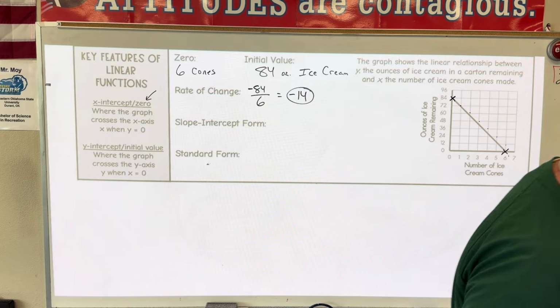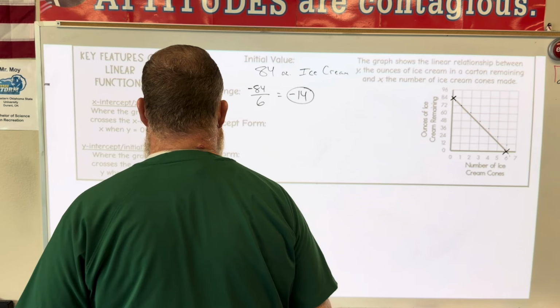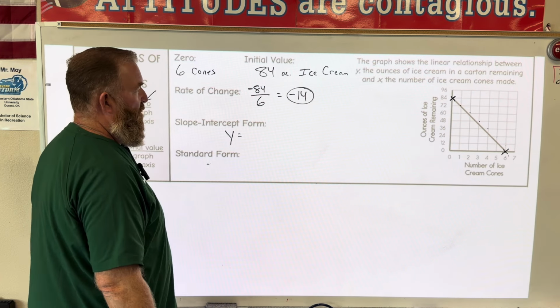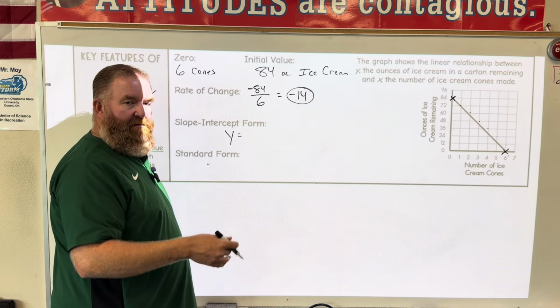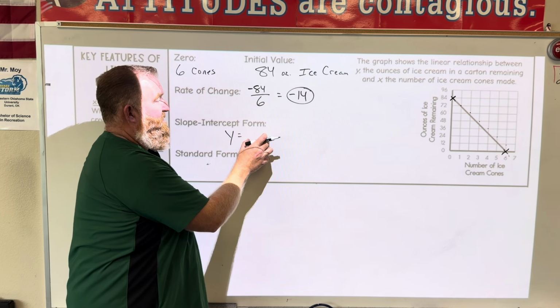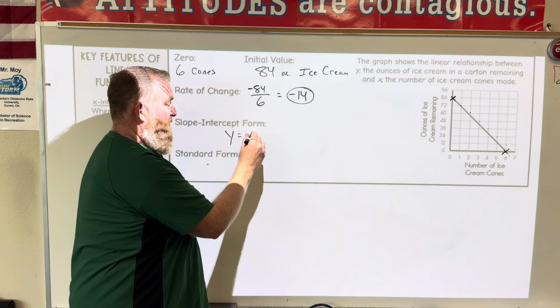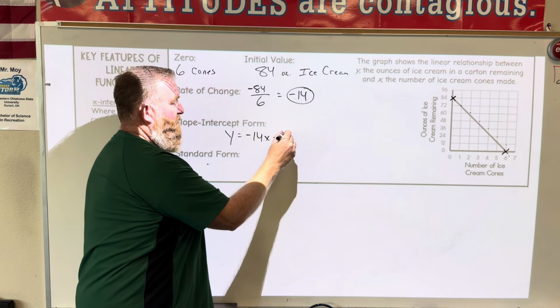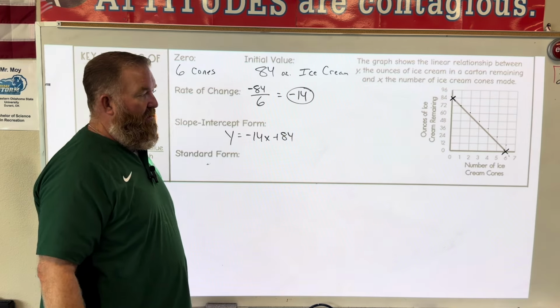All right. What is my slope-intercept form? Here we go. Y equals. What do I have to have? I have to have a slope and a what? A y-intercept. Okay? My slope is, what's my slope again? Negative 14x. What's my y-intercept? Positive 84. Okay?